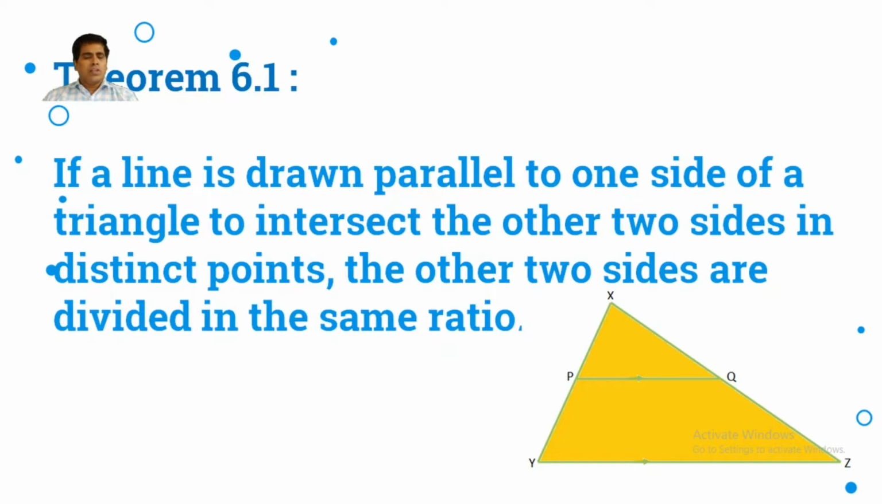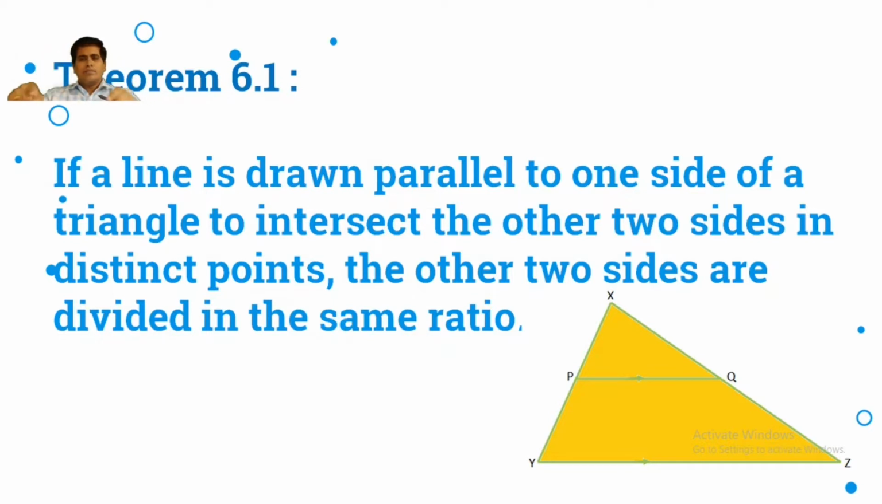What is the BPT theorem? What is the basic proportionality theorem? If a line is drawn parallel to one side of a triangle to intersect the other two sides at distinct points, the other two sides are divided in the same ratio. So what does this Thales theorem, this BPT theorem, state?